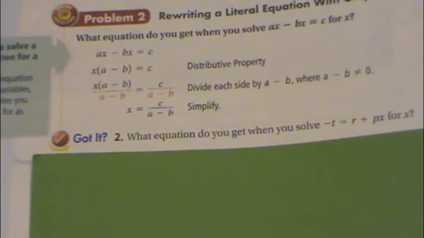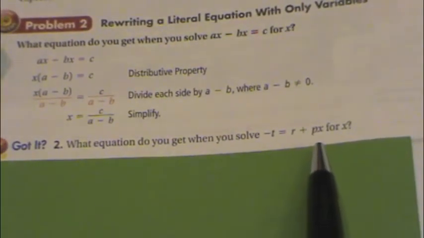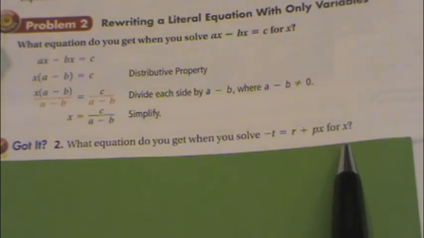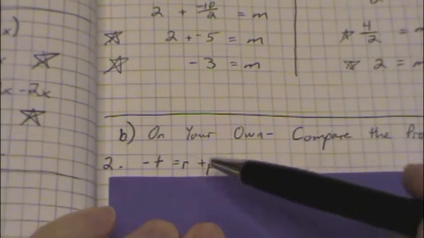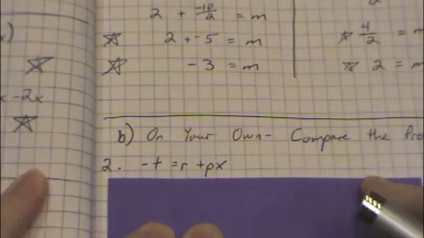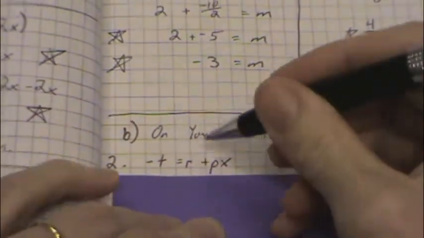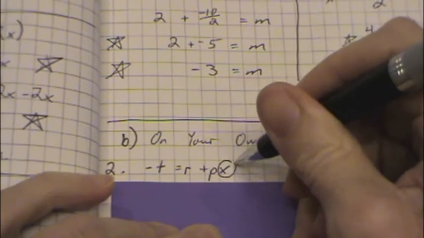Got it, number 2. What equation do you get when you solve the equation t equals r plus px for x? I know you can't wait for the answer. So very straightforward. First step, you must write the original equation in. We are solving for x, so I'll go ahead and circle that so that I can remember what we're doing.